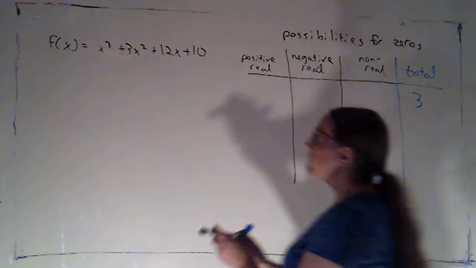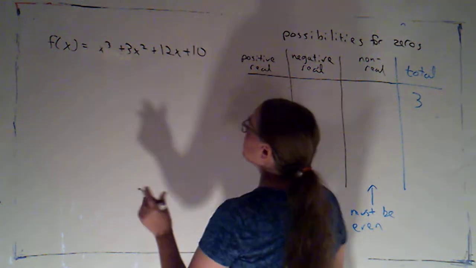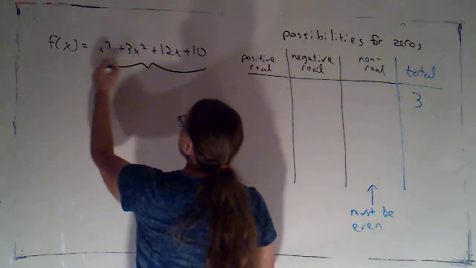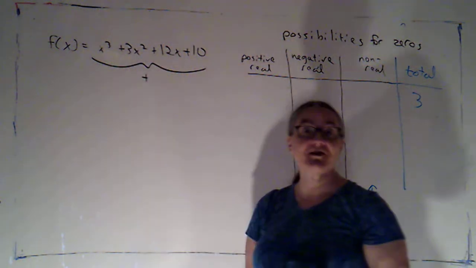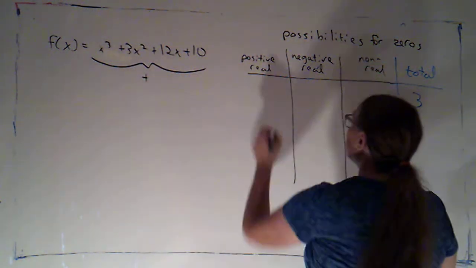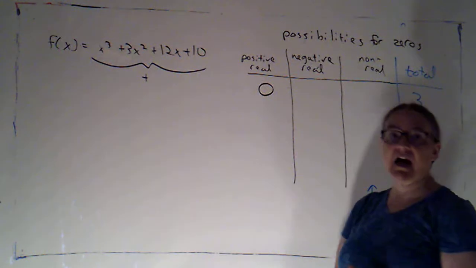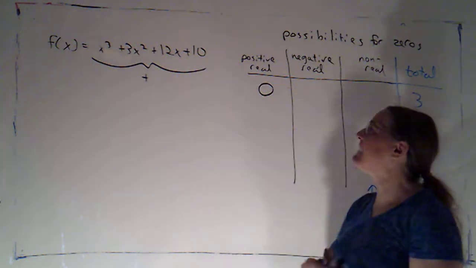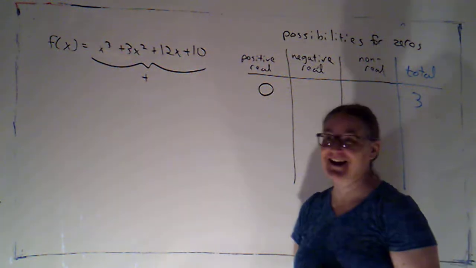Okay, so if I take a look at the positive reals, everything is positive. There are no sign changes. So there are going to be no positive real zeros, period. Can't have any. That's actually really nice to know.